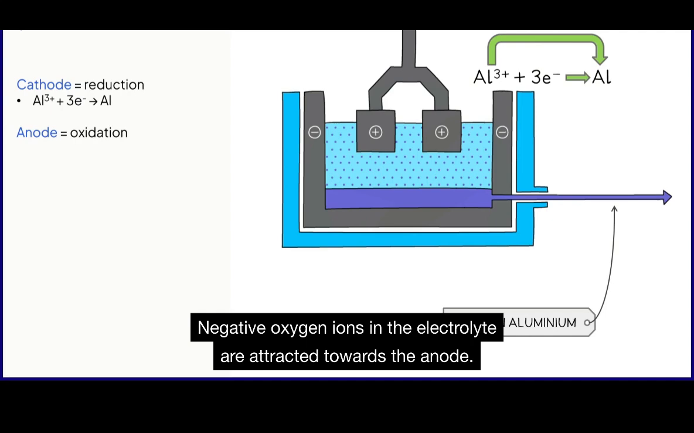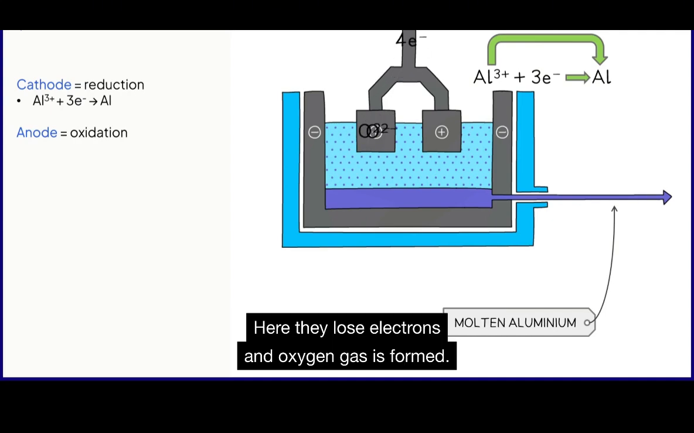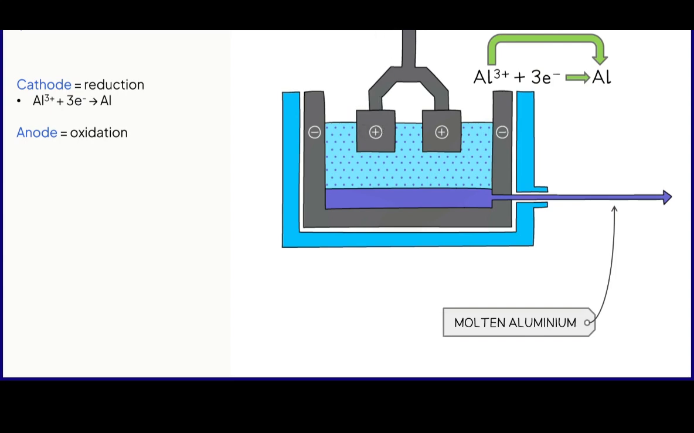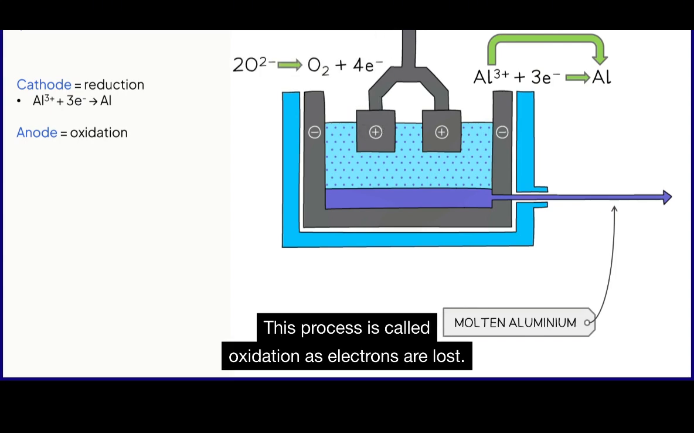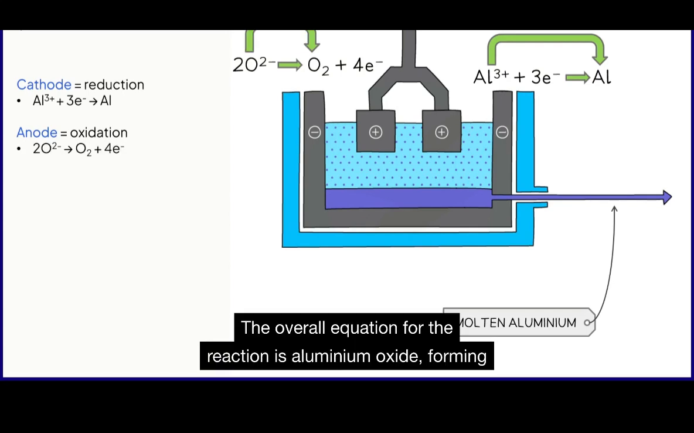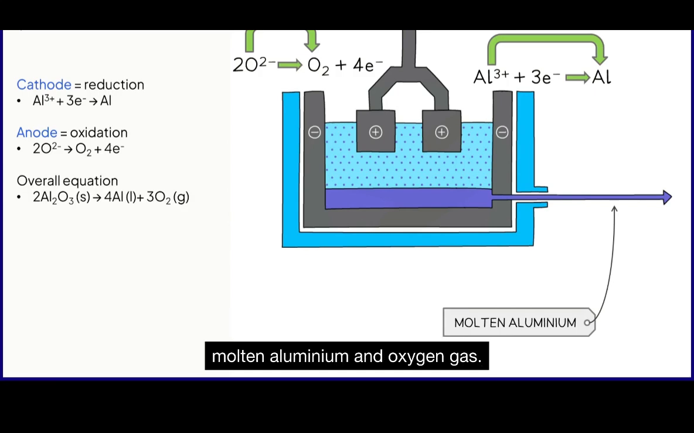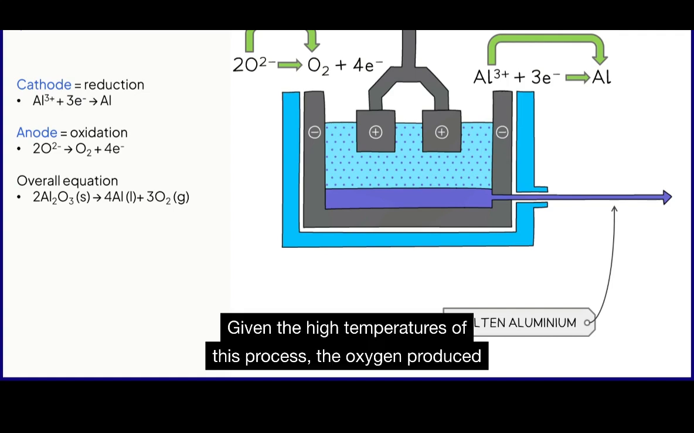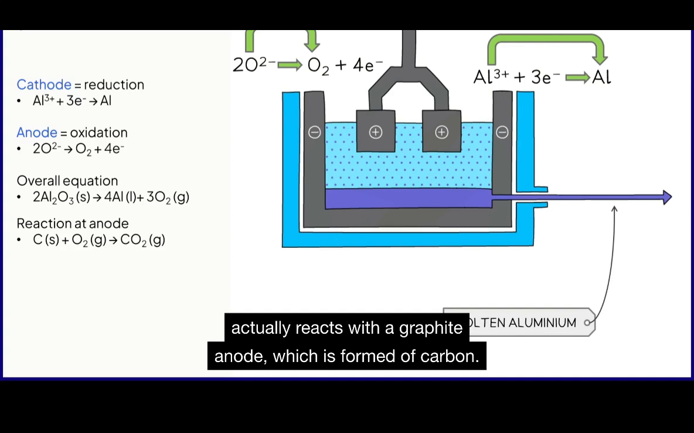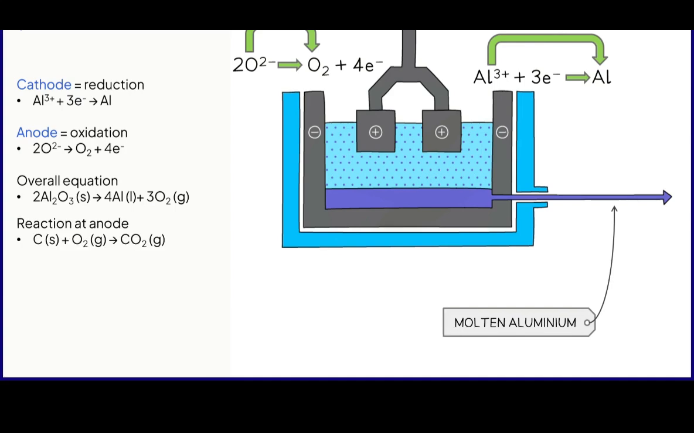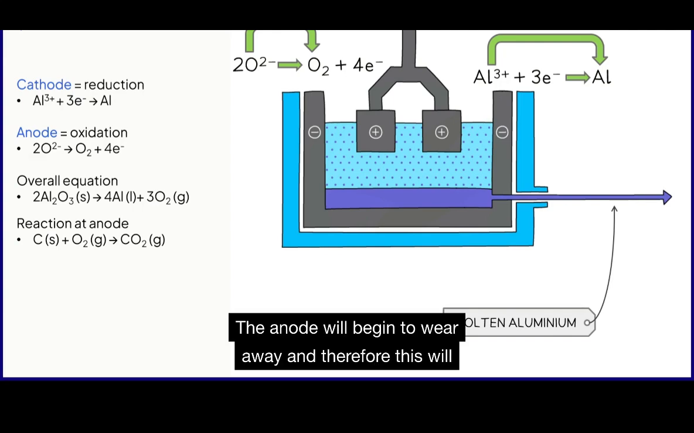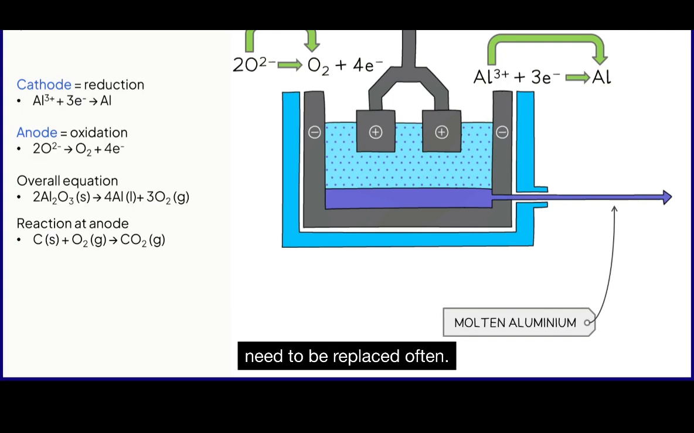Negative oxygen ions in the electrolyte are attracted towards the anode. Here they lose electrons and oxygen gas is formed. This process is called oxidation, as electrons are lost. The overall equation for the reaction is aluminium oxide forming molten aluminium and oxygen gas. Given the high temperatures of this process, the oxygen produced actually reacts with the graphite anode, which is formed of carbon. The anode will begin to wear away, and therefore this will need to be replaced often.